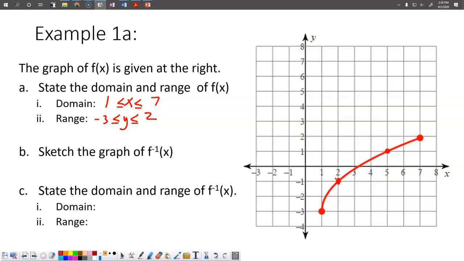I'm going to label these really quick with their coordinates. The coordinates of the point on the left is 1, -3. The next point over is 2, -1. Next we have 5, 1. And lastly 7, 2. All right, so in order to sketch the graph of f inverse, the first thing I'm going to ask you guys to do is pick a few points on f and label them.